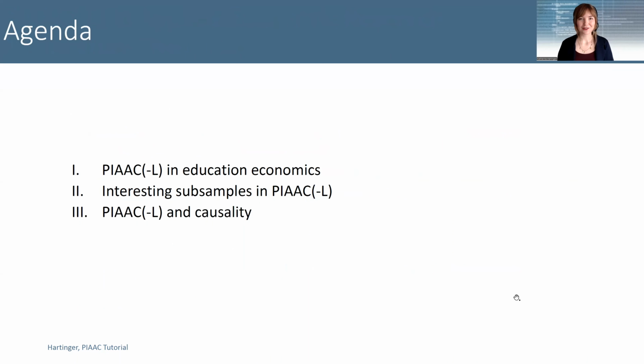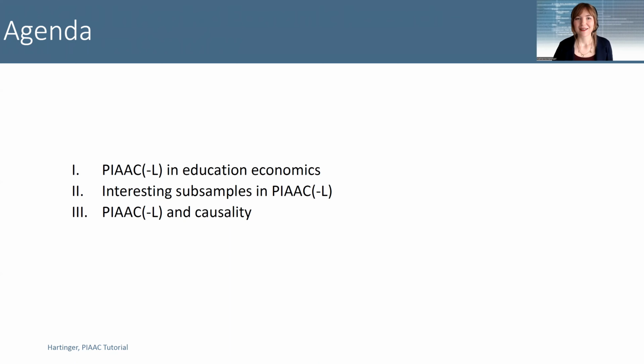Now, this tutorial is structured in the following way. We have three distinct chapters to cover. First, we are discussing classic PIAAC and PIAAC-L-based research in the economics of education, and also right at the intersection between education and labor economics. Then in the second chapter, we dive into some interesting subsamples in PIAAC, including the PIAAC panel in Germany, but also teacher and migrant samples, for instance. Then finally, in the third chapter, we discuss PIAAC and PIAAC-L-based research that tries to identify causal effects, which is, of course, an interesting topic specifically in economics.